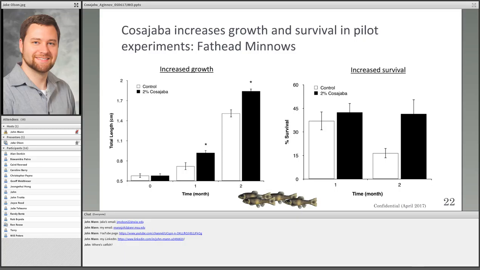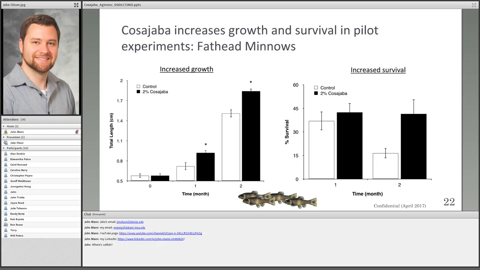So we wanted to start with some pilot trials, and these involve little fathead minnows. They're very inexpensive and very easy to raise. I think they are related to carp, maybe. But what we did was we incorporated Cosajaba oil, similarly to what we did with the arthritic mice. We incorporated the oil into the diet and also a control diet and fed the minnows from a larval stage for about 2 months. And after that 2-month grow out, we saw about a 25% increase in growth in those fish.